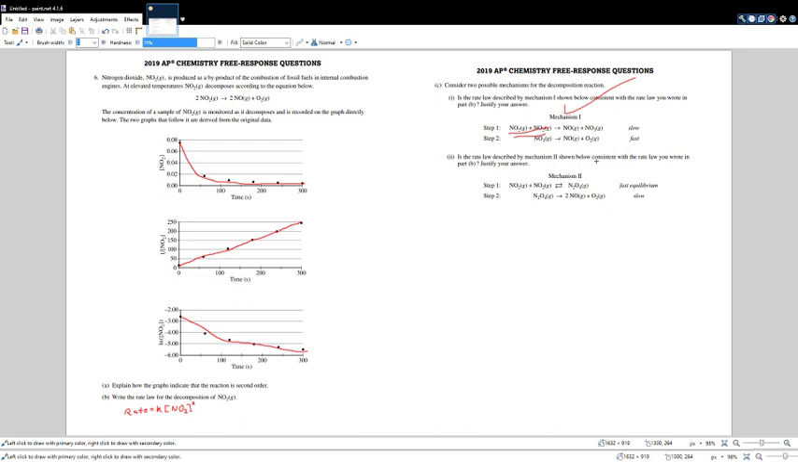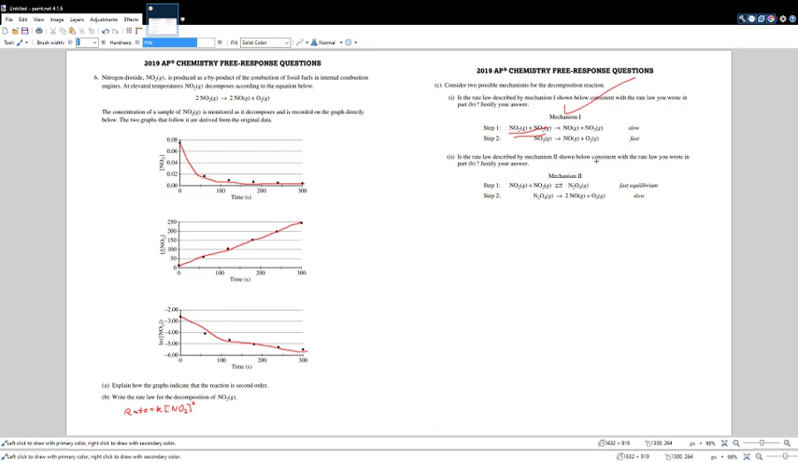And part 2 says, is the rate law described by mechanism 2 shown below consistent with the rate law you wrote in part B? Justify your answer. So if you're not reading carefully, you answer no, right? Because the slow step has N2O4, or rate equals K times N2O4, right? And while this would normally be the reason that it's not consistent, it is consistent.